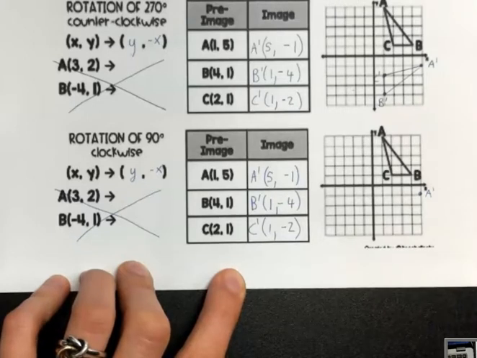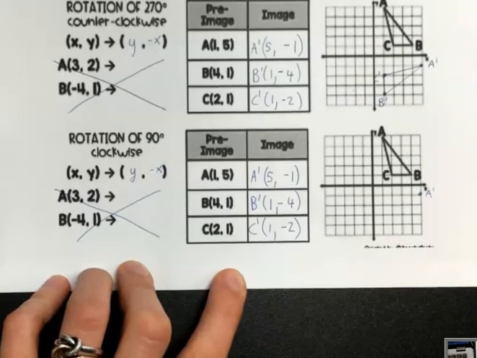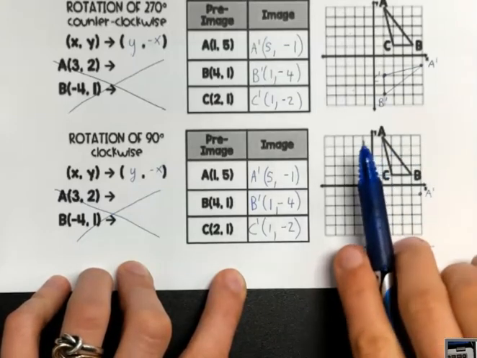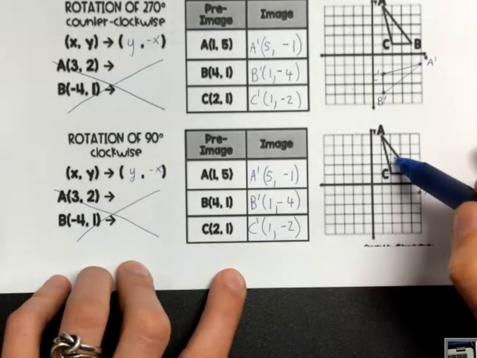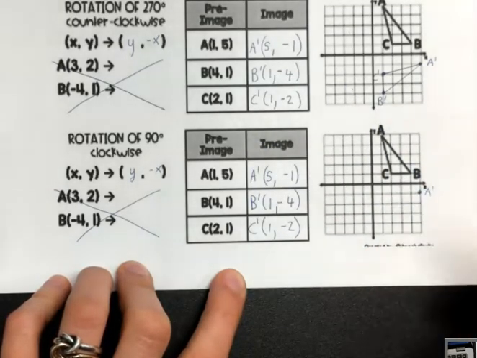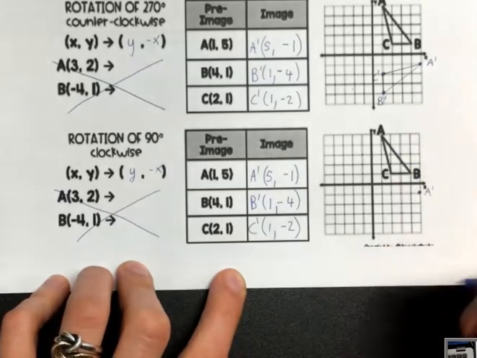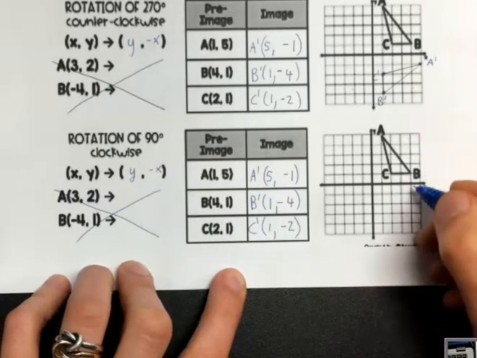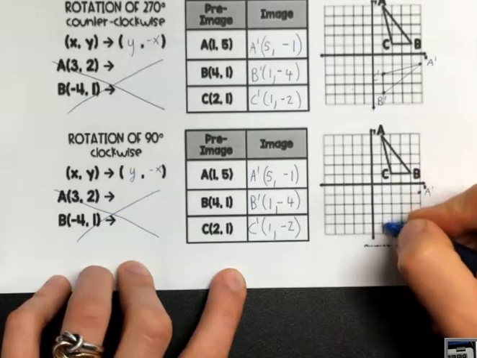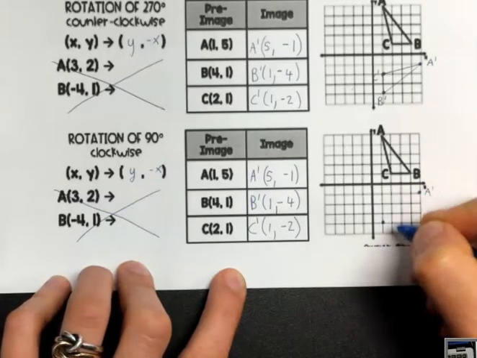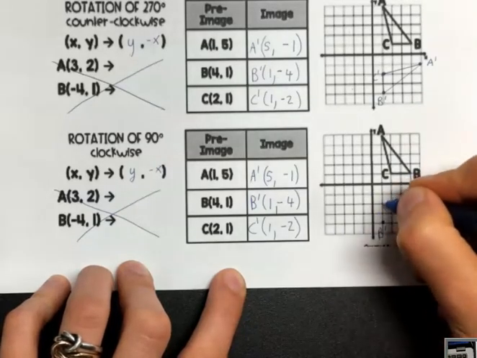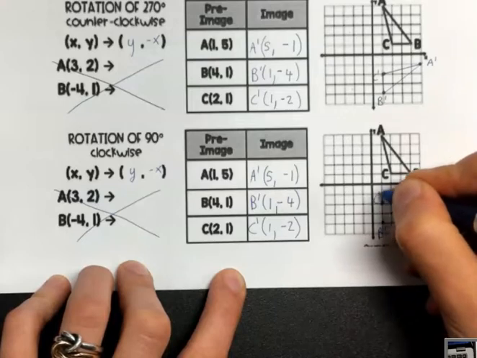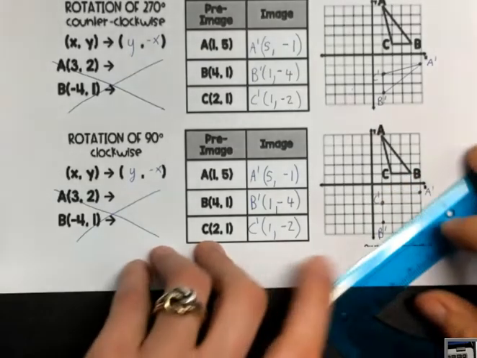Let me go ahead and use logic to see whether I know where it's supposed to end up. So if I'm going clockwise, let's see, I'm imagining a clock. Clockwise is this way. So clockwise 90 degrees, I should end up here. Okay, so far, so good. We're ending up right there for A prime. B prime, 1, negative 4. And C prime, 1, negative 2. Connect the dots.